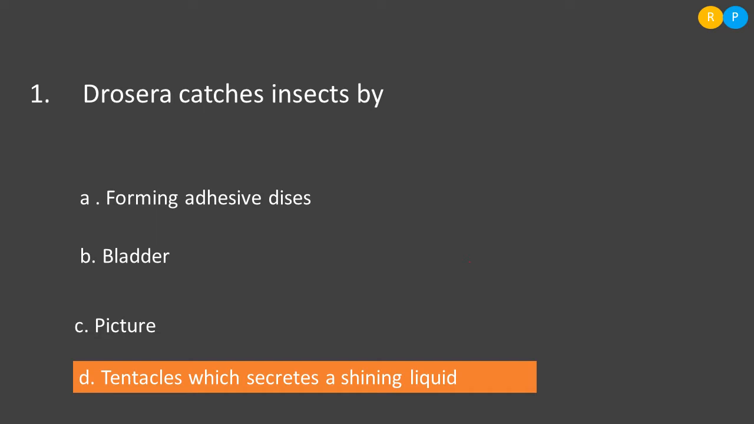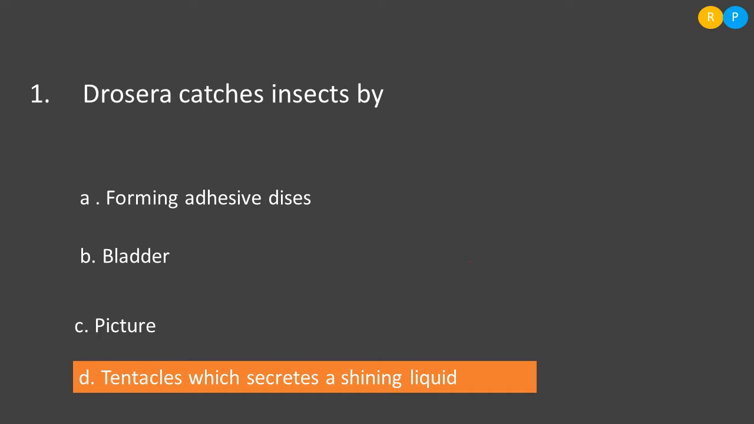So, whenever the insects come and roam around the Drosera leaf, the tentacles will secrete the fluid and that will help in catching prey. So, this is how the modification can be seen in Drosera for catching insects. Let us look into the options.